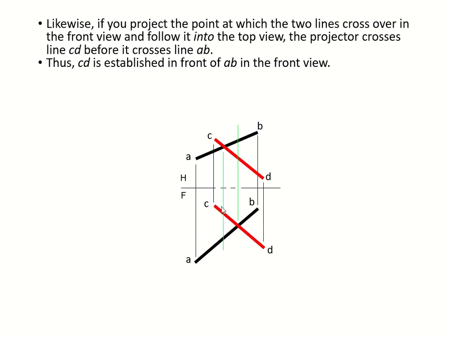The one that you hit first is on top of the other in the top view. Do the same thing: find the crossover and draw the projector line starting from the front view, and see which line this projector line is going to hit first, CD, in your top view. So therefore CD is on top of AB in your front view. All right, that's it for this.